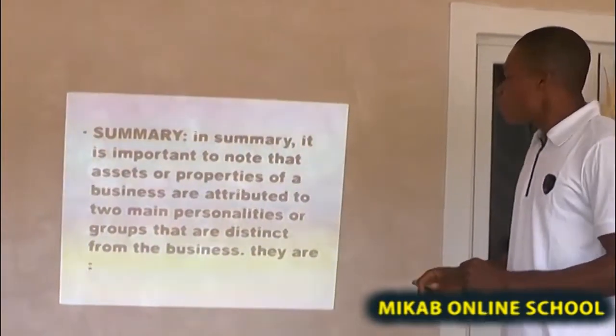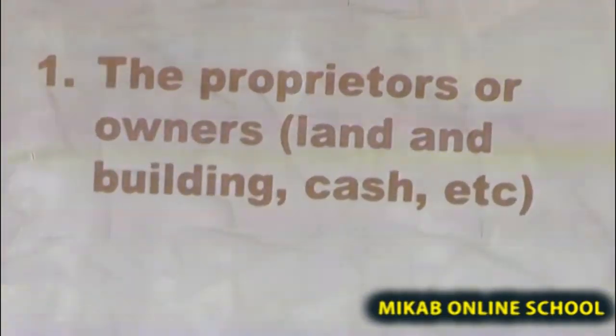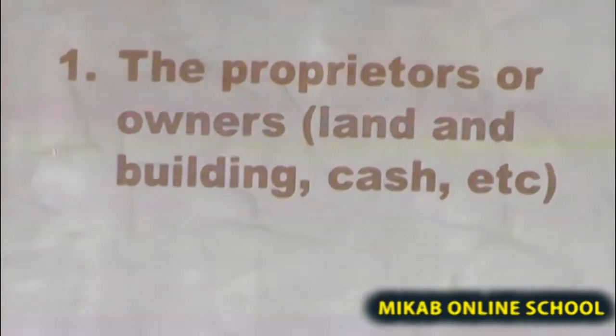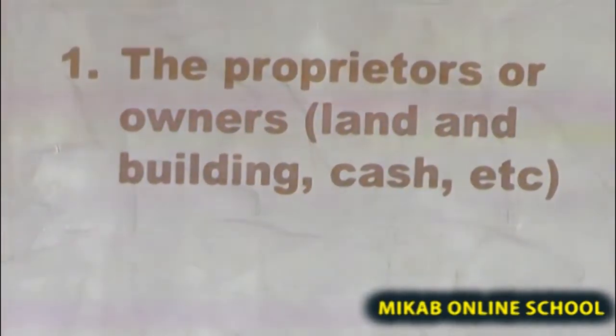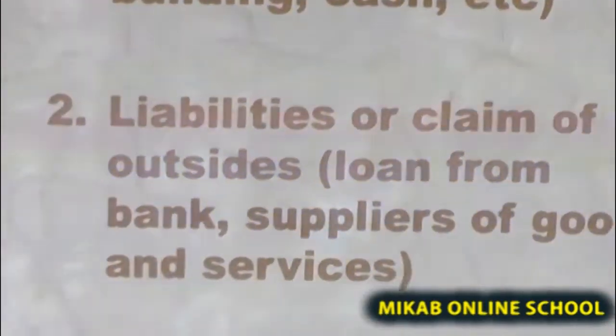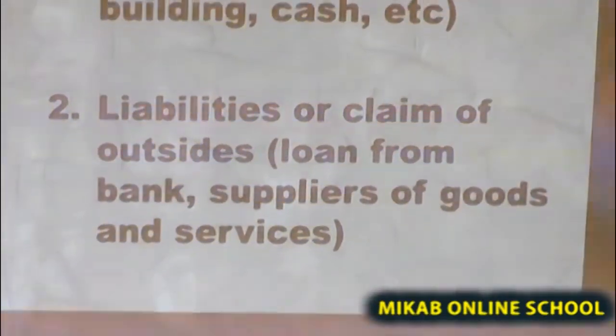Now, who are those personalities? Number one, we have the proprietor, the person that owns the land, the person that owns the building, the person that owns the cash, and the business is one of the personalities that owns an asset in the business. Then the second is the liability, that is those that have a claim over the business.